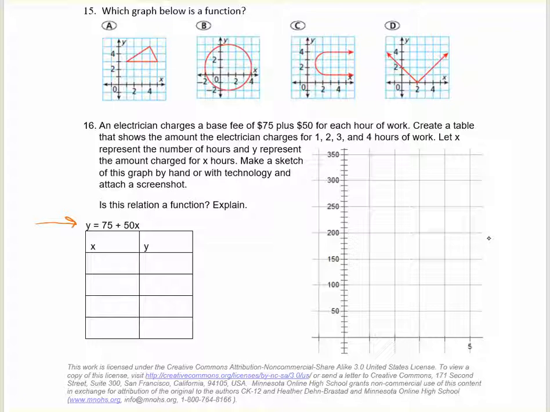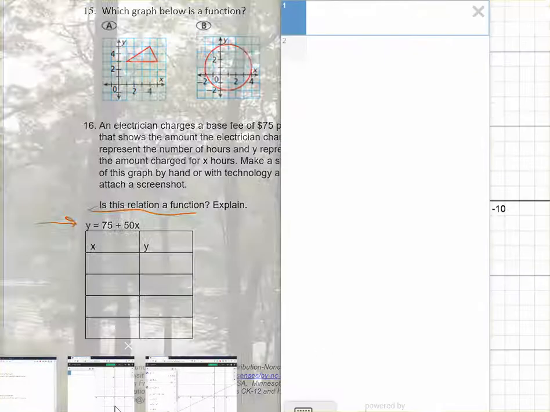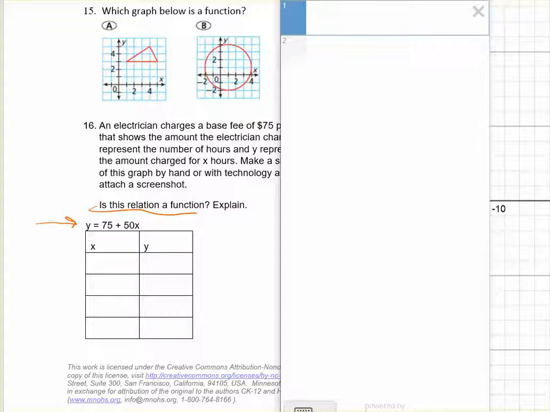X will represent the hours and Y will be the amount charged. And then you'll make your table here. Don't forget to answer this question, is the relation a function? And then you can either make the graph on here using the word tools, or if you printed this out, you can do it, of course, by hand. But you could also do it with Sketchpad or Desmos. So you always have the option of using technology in order to make your graphs.